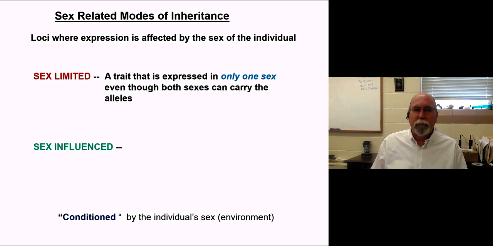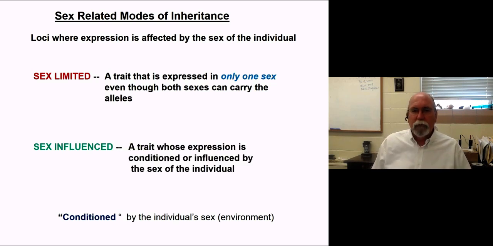The other that people confuse it with is called sex influenced. You influence something, you don't limit it. What this means is that both sexes will have the trait, but it won't be expressed the same way in both sexes. So in sex limited, only one sex expresses it, even though everybody gets the same genes. In sex influenced, everybody gets the same genes, but the males and the females don't express it the same way.